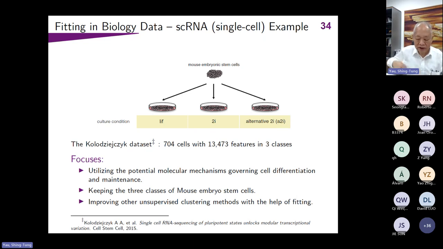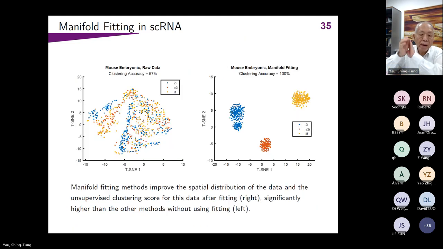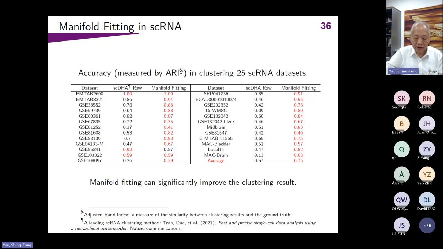So we use the manifold fitting, as we mentioned earlier. Manifold fitting improves the spatial distribution of the data, and the unsupervised clustering score for this data after fitting, on the right, is significantly higher than the other methods without the fitting, on the left. So it has great efficiency. On the left the clustering accuracy is 57%, and on the right hand side it is 100%.